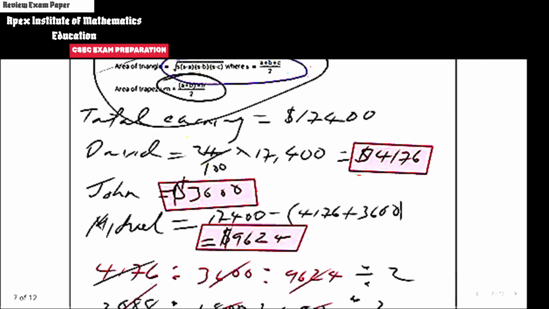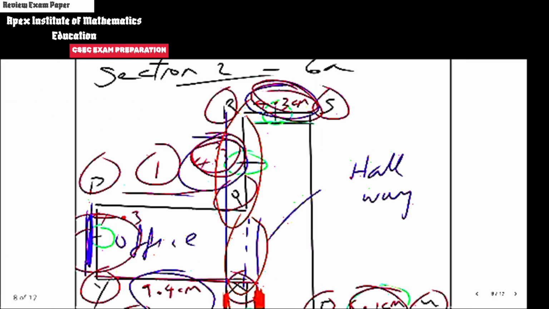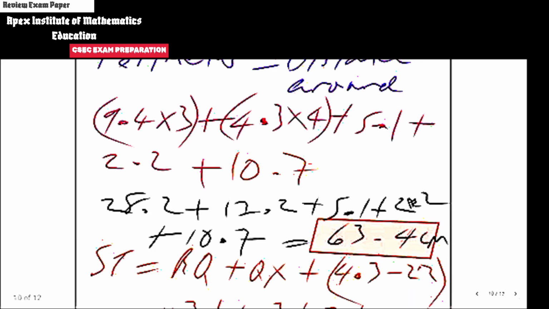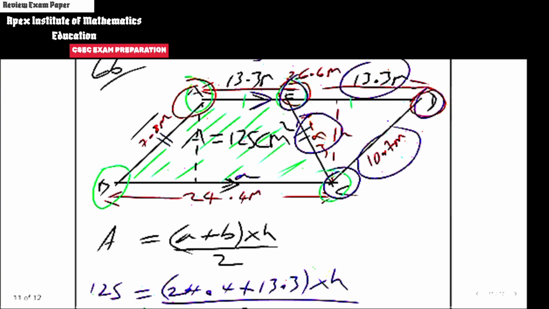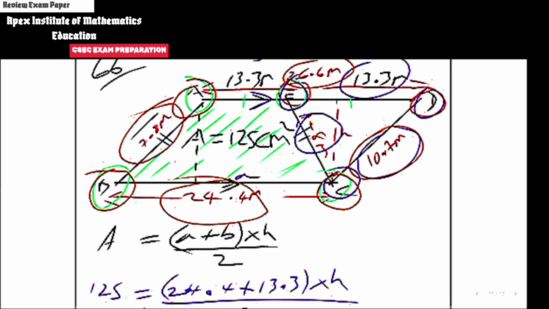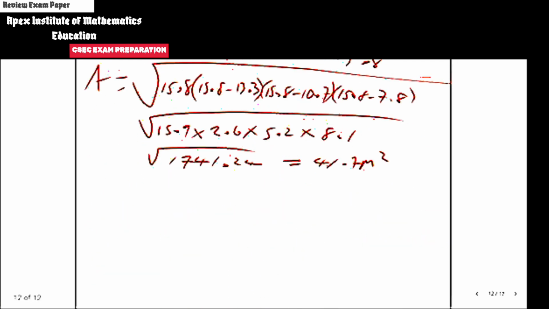I know it's been a long one, but I hope it has been an intuitive one as well, and it's really helping you to gain more understanding of the perimeter of ADCB. So the perimeter of ADCB, let's touch ADCB. So where is A, where is D, where is C, where is B? So we have A, D, C, B. We want the perimeter of the whole entire shape. So the perimeter of the whole entire shape would have been the initial red values that we had: 26.6, 10.7, 24.4, 7.8.